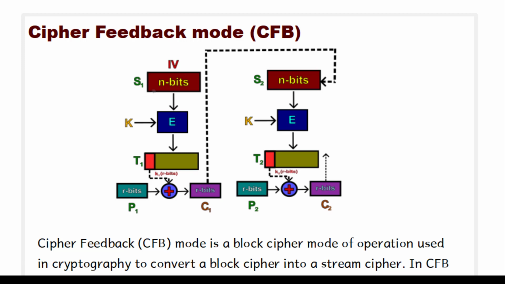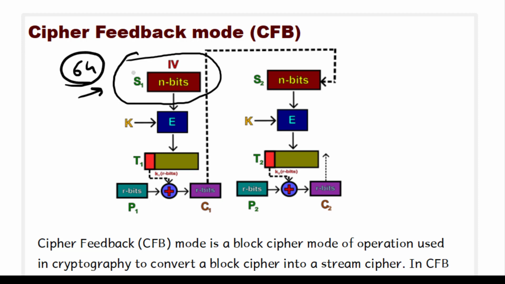So what is done in this case, as we can see, we start with an initialization vector. This is the initialization vector, random bits, and then this IV is encrypted with the key. Let us assume this IV is of 64 bits. It is encrypted using the key, and this is what we get, the encrypted IV. Now out of this 64 bits, we take the leftmost 8 bits and we XOR it with the plain text. Let us assume the plain text is of 8 bits. So we take 8 bits of the first plain text block.